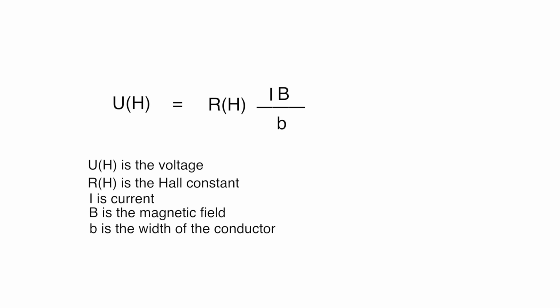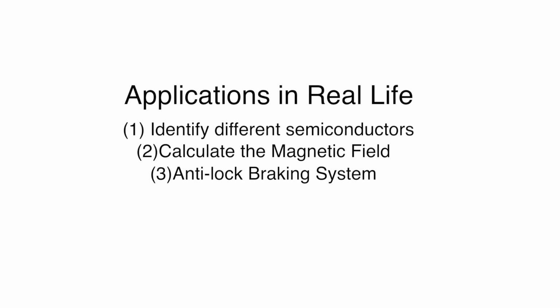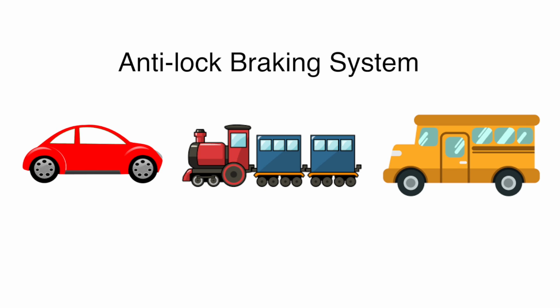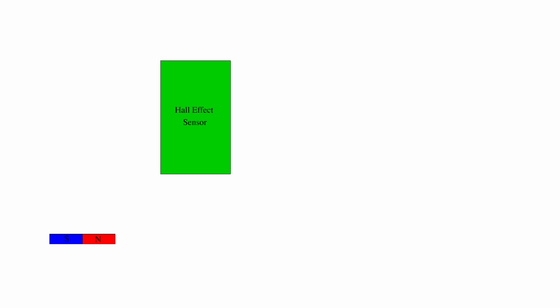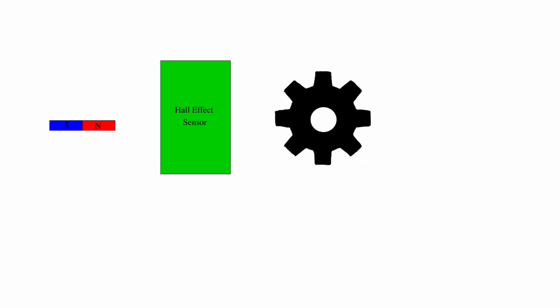This formula will also help us to understand better about the anti-lock braking system, which is another application of the Hall effect. The anti-lock braking system is widely used on land vehicles such as cars, trains, and buses. It functions using the Hall effect. Hall effect ABS sensor: a magnet is placed on the left of the Hall effect sensor, and a toothed wheel is placed on the right of the sensor.